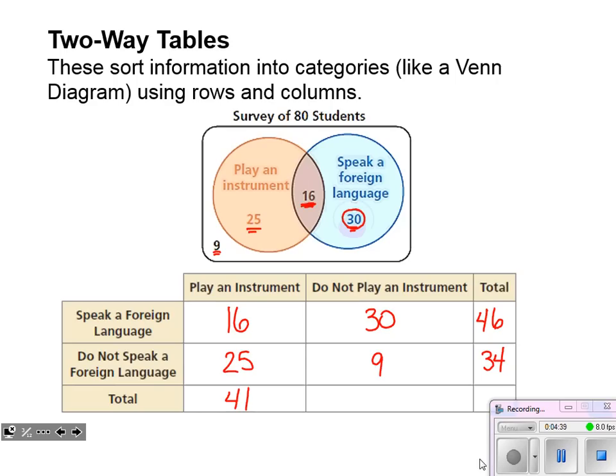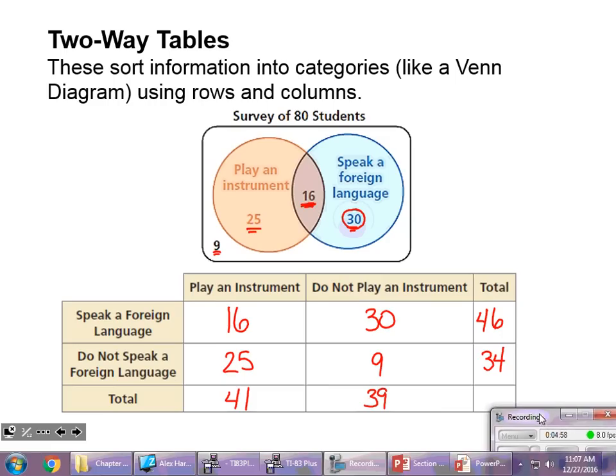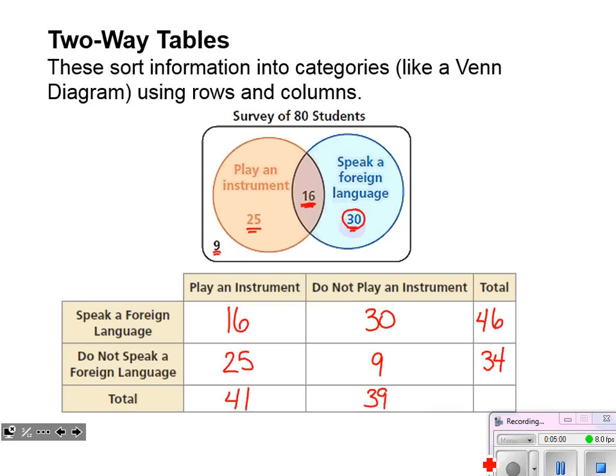That makes 41. How many do not play an instrument? Well, we've got 30 from the blue circle, the part that didn't overlap, and the 9 that are just outside. That gives us a total of 39 students that do not play an instrument. So now, if we've done our work correctly in this table of values, as we go across the bottom row, 41 plus 39, that equals 80. And going down this final column, 46 plus 34, that also equals 80, representing our 80 students total.